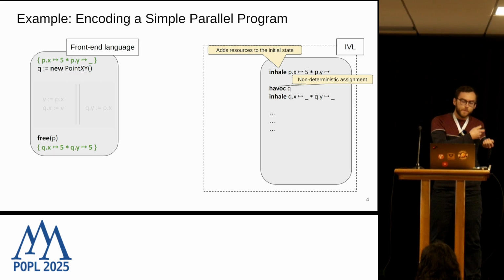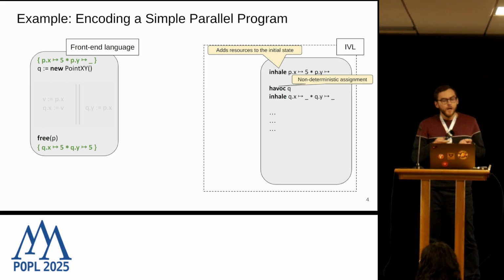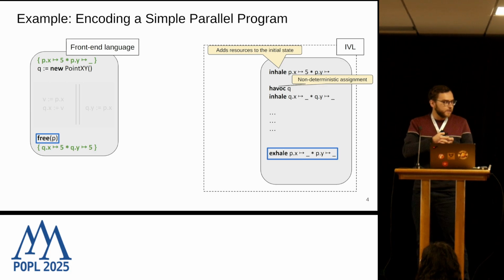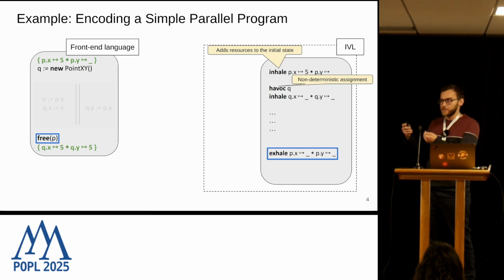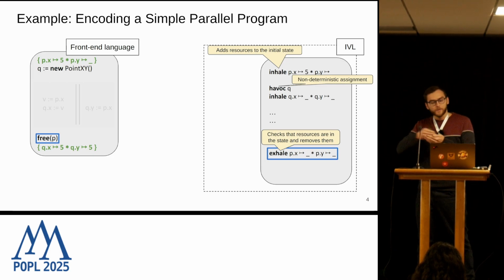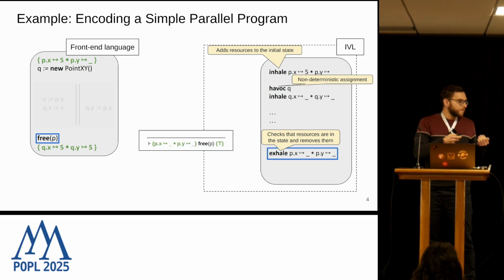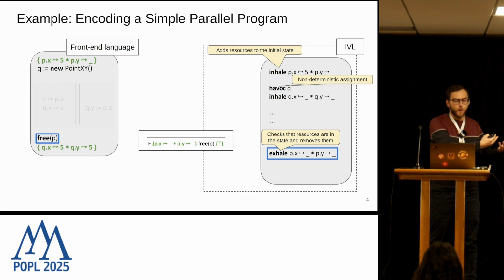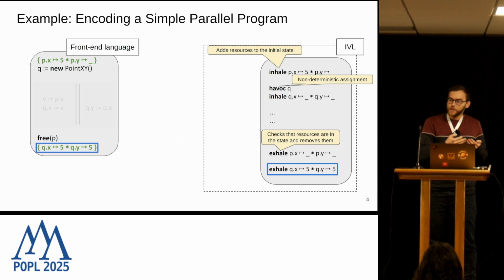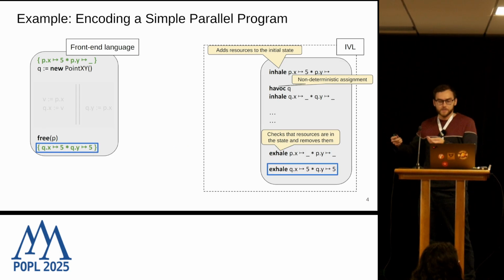Then we need to encode the deallocation. Deallocation is the dual of allocation, and it can be done with exhale, which is the dual of inhale. Exhale also takes as a parameter a separation logic assertion. It checks that the resources are in the current state and removes them from the state. And so this similarly corresponds to the following separation logic rule, which says that to deallocate, we need to give away ownership of the location of the object. And finally, we can check the postcondition by using, again, an exhale statement.